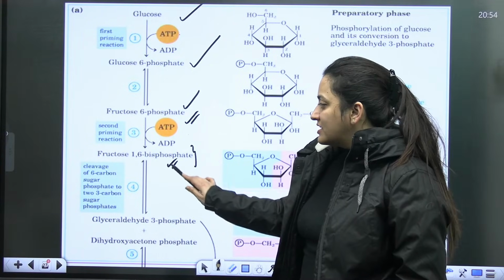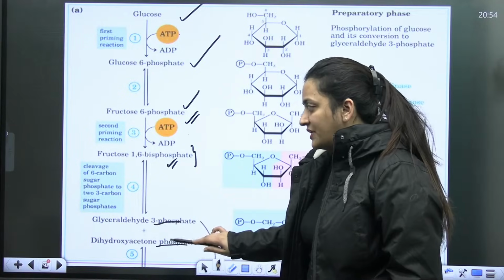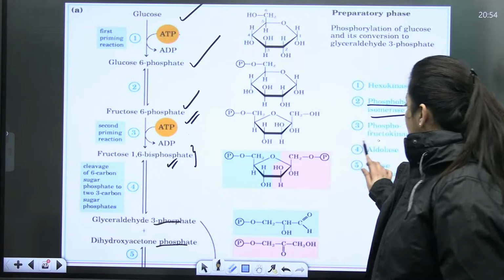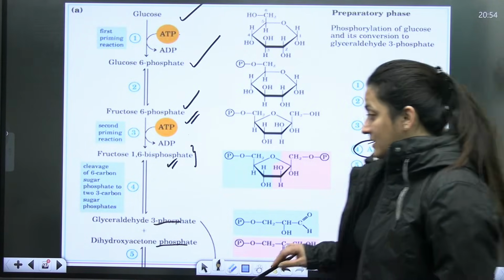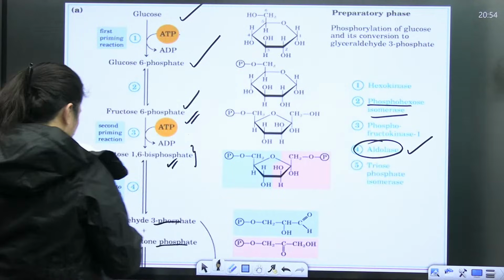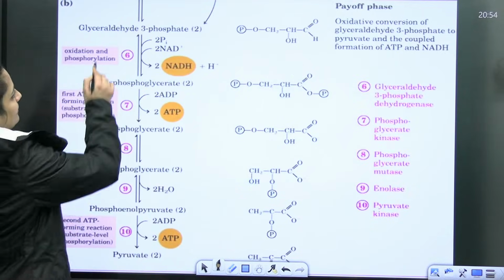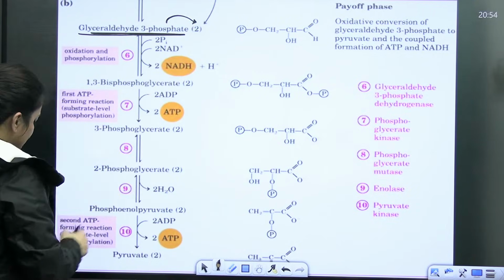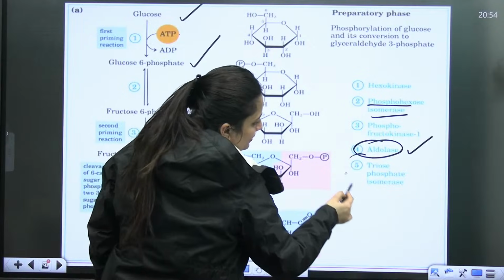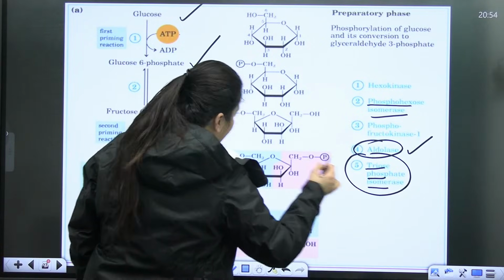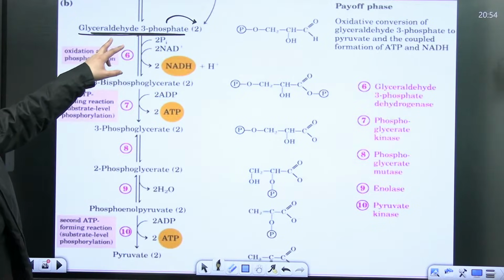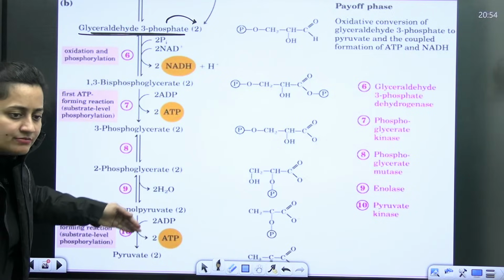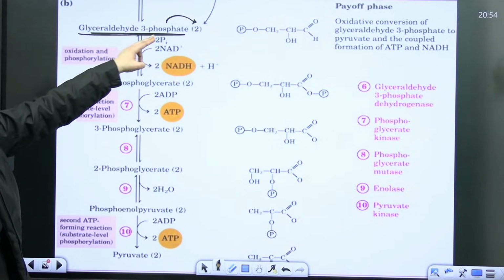Then fructose 1,6-bisphosphate to glyceraldehyde 3-phosphate and dihydroxyacetone phosphate. So aldolase is used, cleavage is taking place. Then this DHAP will be converted to G3P. The enzyme used here for the 5th step, isomerization, is triose phosphate isomerase, told you already. Why G3P? Because the rest of the enzymes are specific for G3P. So 2 times it is.